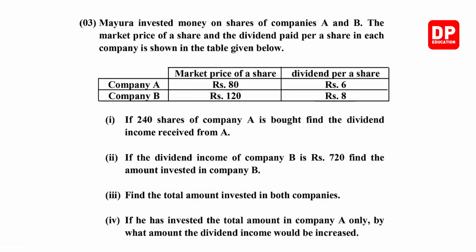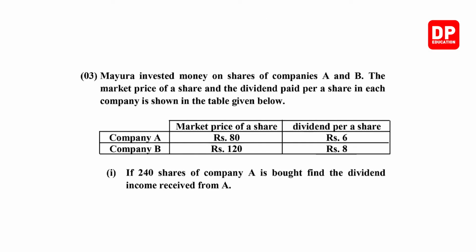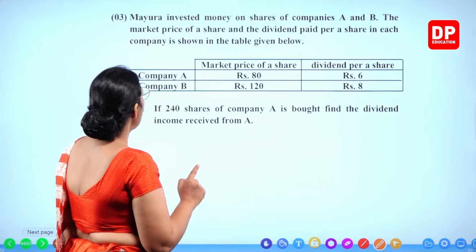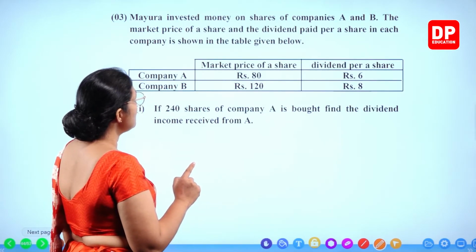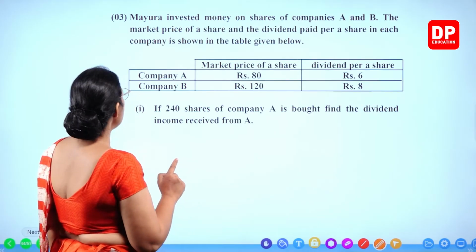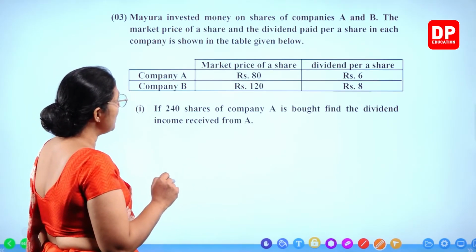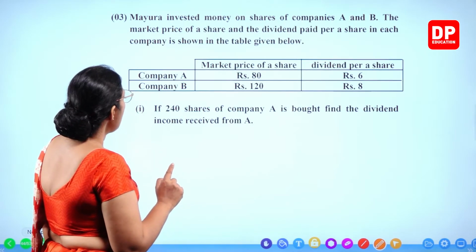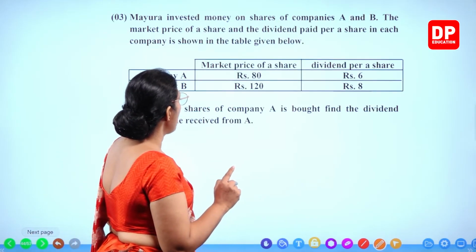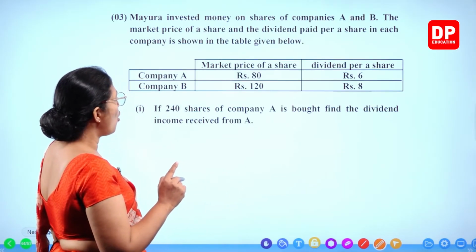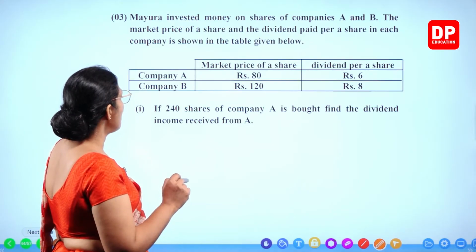Let's do question number 3. It's about share market. Mayura invested money on shares of companies A and B. The market price of a share and the dividend paid per share in each company is shown in the table given below. If 240 shares of company A is bought, find the dividend income received from A.